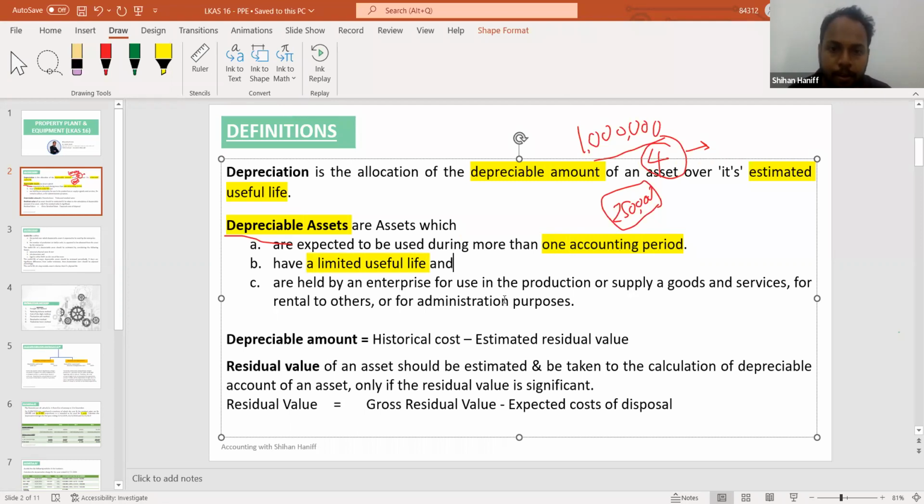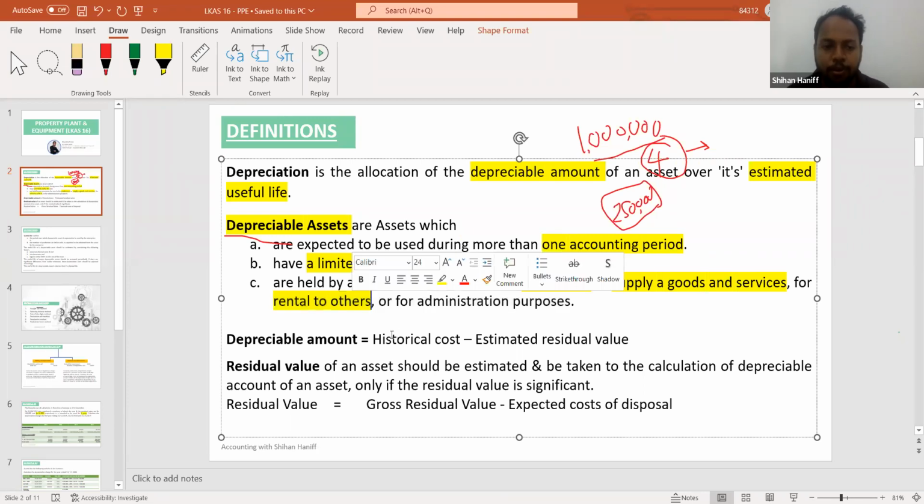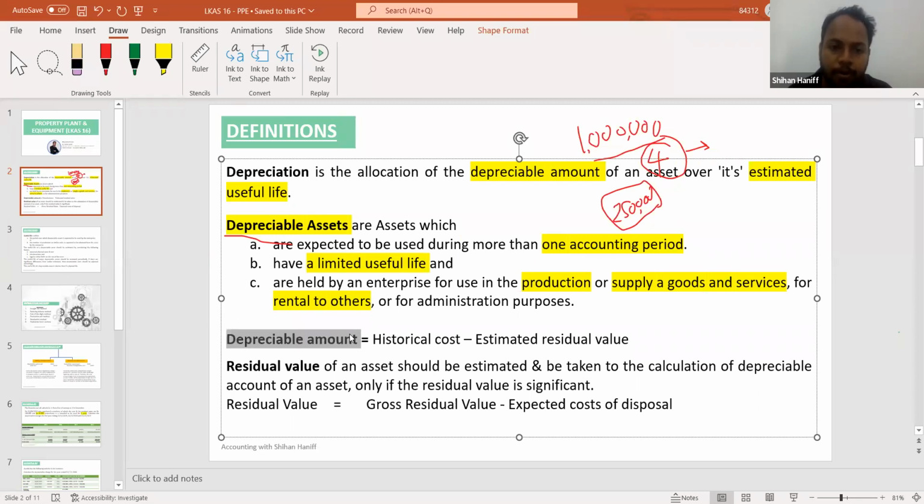Then, held by an enterprise for use in production, or to supply goods and services. To supply goods and services means for delivery purposes, mainly vehicles, and for rental to others. If you take buildings, we rent them to others. Okay, that is a depreciable asset. Then the depreciable amount. That means how much will we depreciate? It equals the cost minus the residual value. Cost minus residual value is the depreciable amount. Residual value means the scrap value.